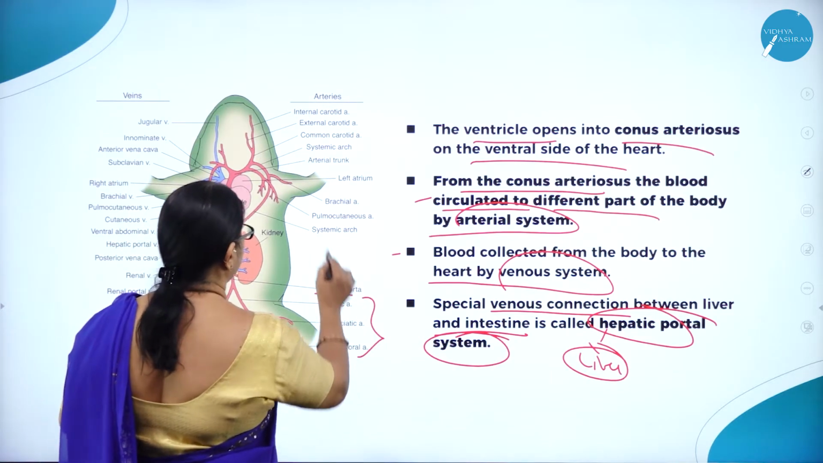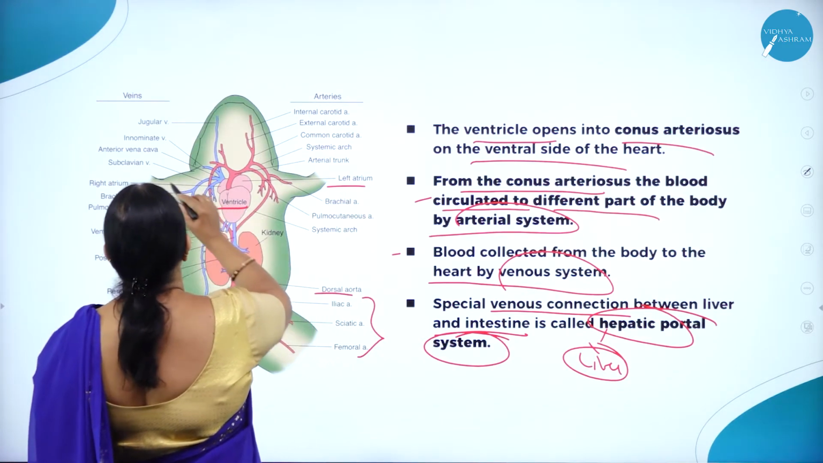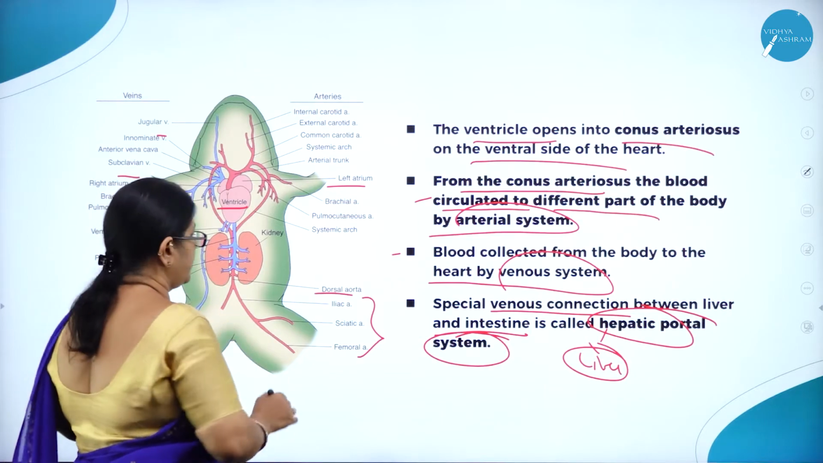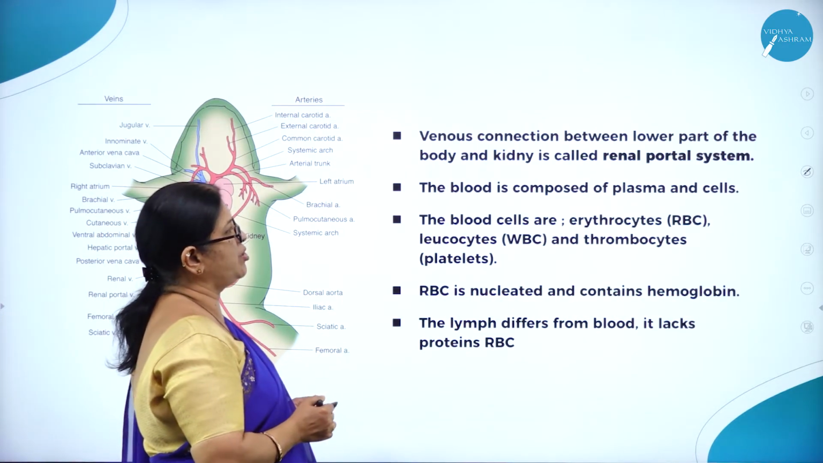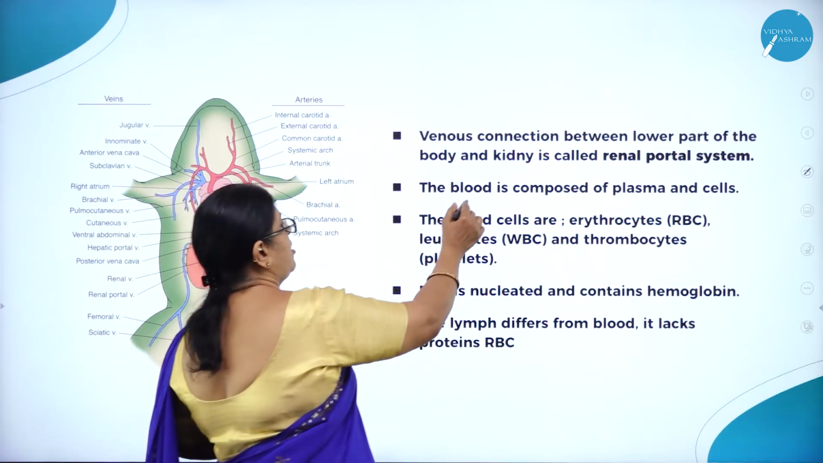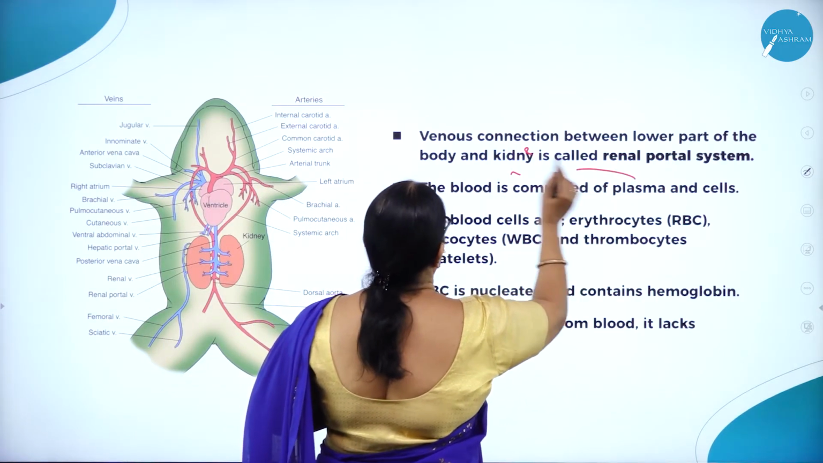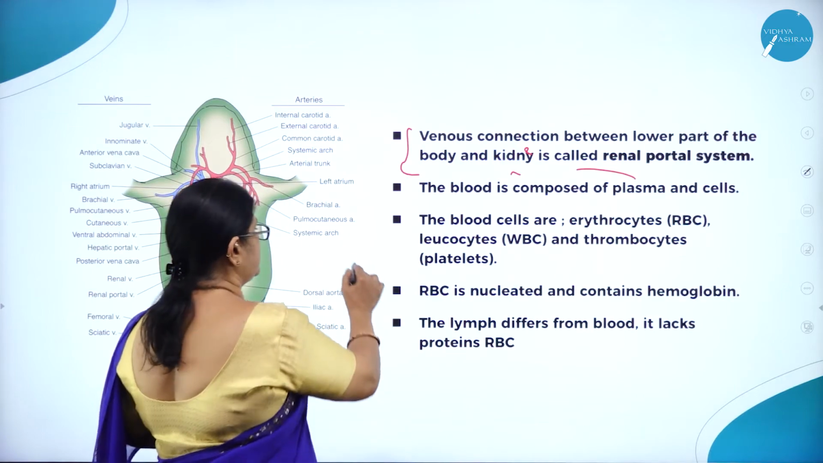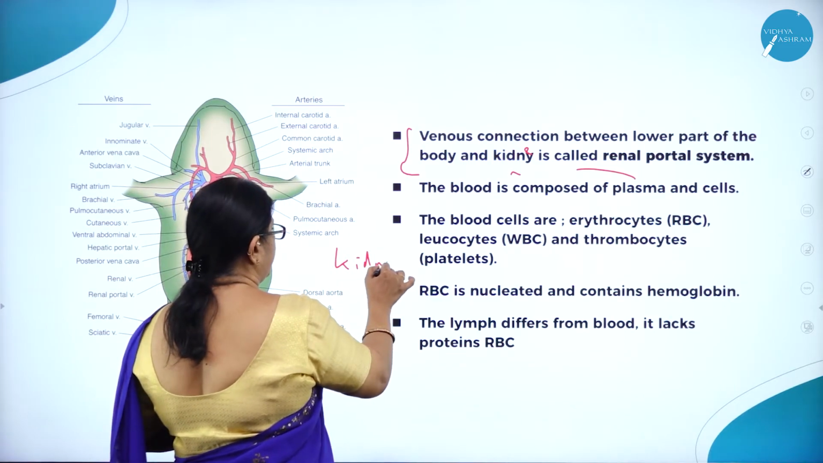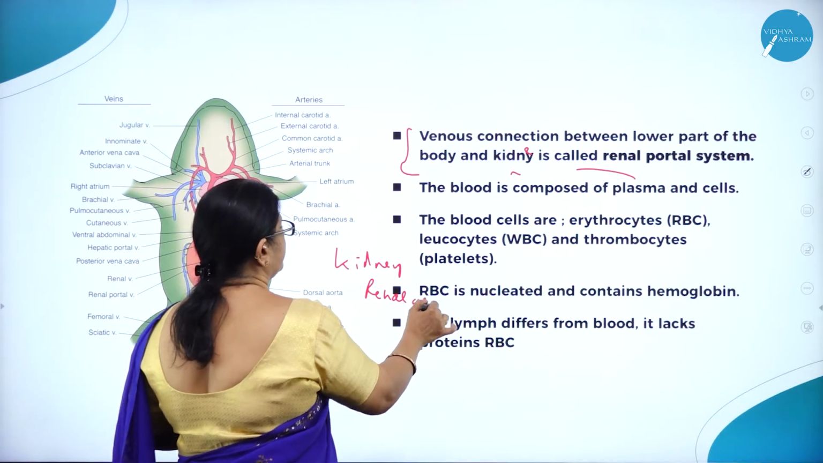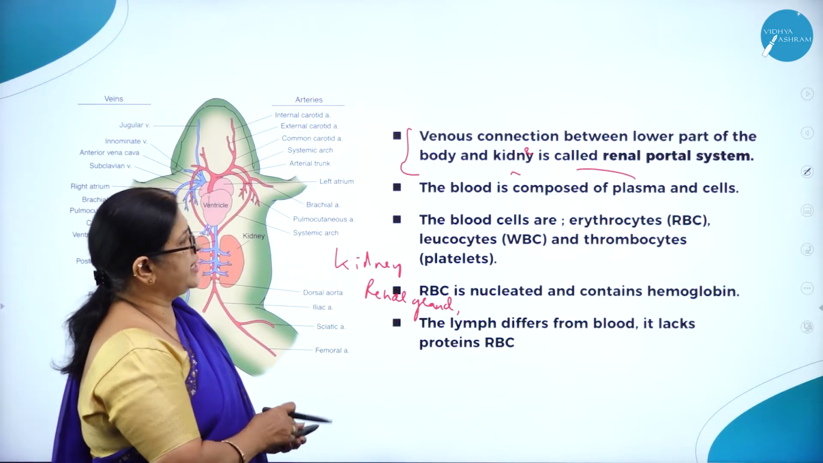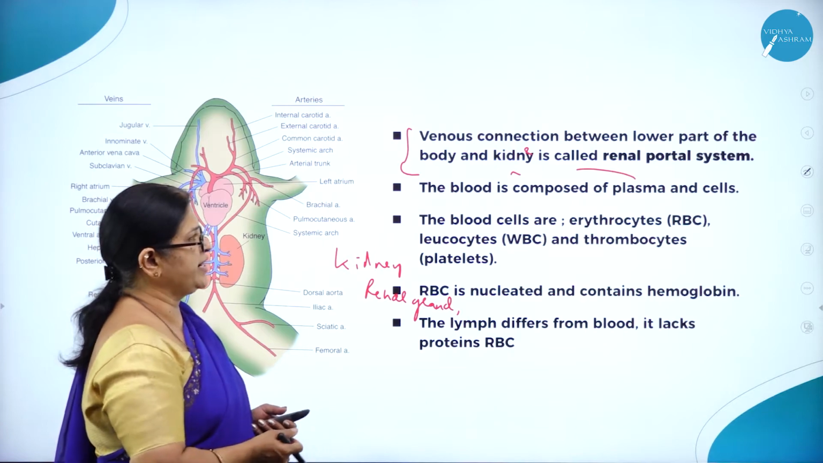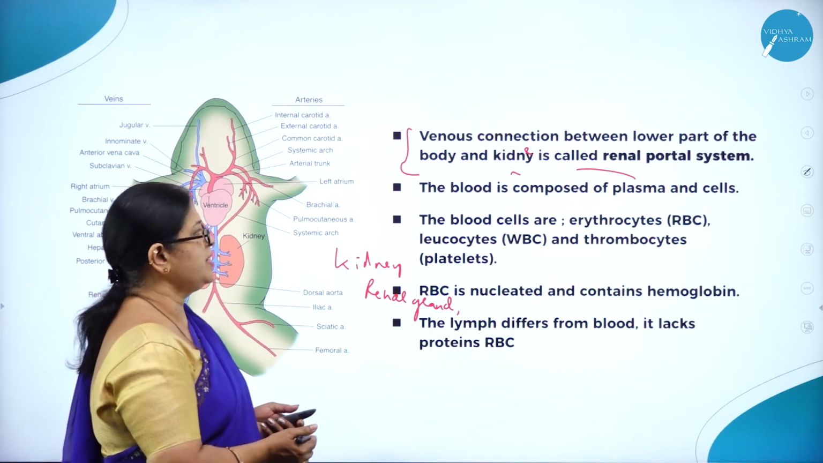Here you can see the same, right? Then the venous connection between the lower part of the body and the kidney is called the renal portal system. So the kidney, as you know, is also called what? Renal gland.